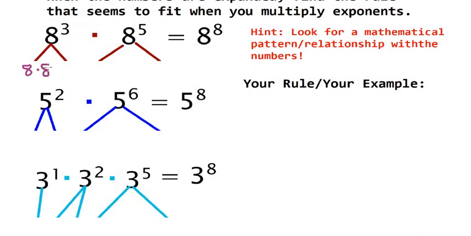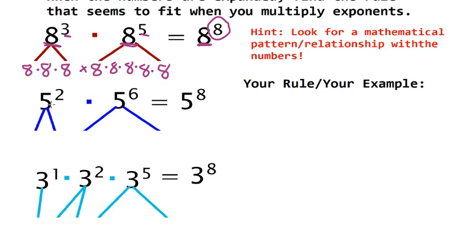So I've got 8 times 8 times 8. And then I'm multiplying that by 8 to the fifth power. So 5 more eighths. 1, 2, 3, 4, 5. And so then now I have 1, 2, 3, 4, 5, 6, 7, 8 different bases. And 8 to the third multiplied by 8 to the fifth is actually 8 to the eighth because there are 8 eighths. So what you'll notice here is the base stays the same, and the only thing that changes is the exponent.